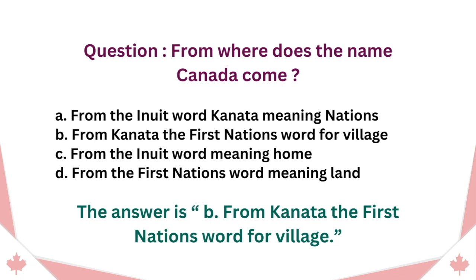Question. From where does the name Canada come? A. From the Inuit word Kanata meaning nations. B. From Kanata the First Nations word for village. C. From the Inuit word meaning home. D. From the First Nations word meaning land. The answer is B. From Kanata the First Nations word for village.